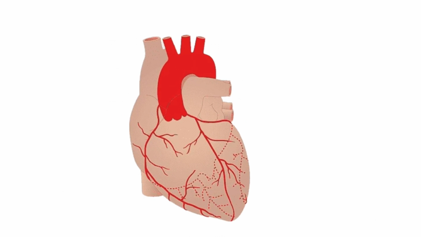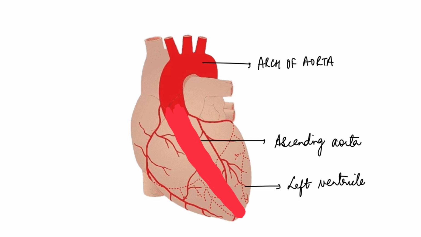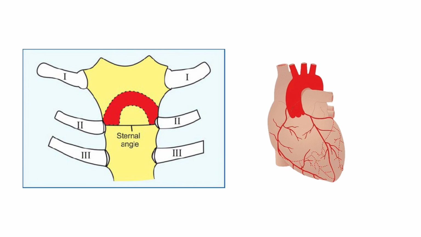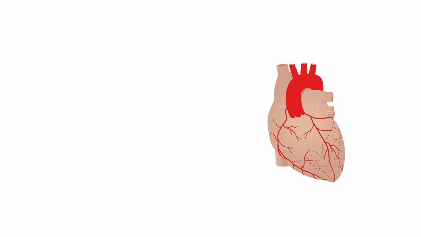This is the human heart. From the left ventricle, we have the ascending aorta, which continues as the arc of aorta. Now this arc of aorta, it begins behind the right sternocostal angle and ends behind the left sternocostal angle. The arc of aorta gives three branches which is responsible for the arterial system of the body.